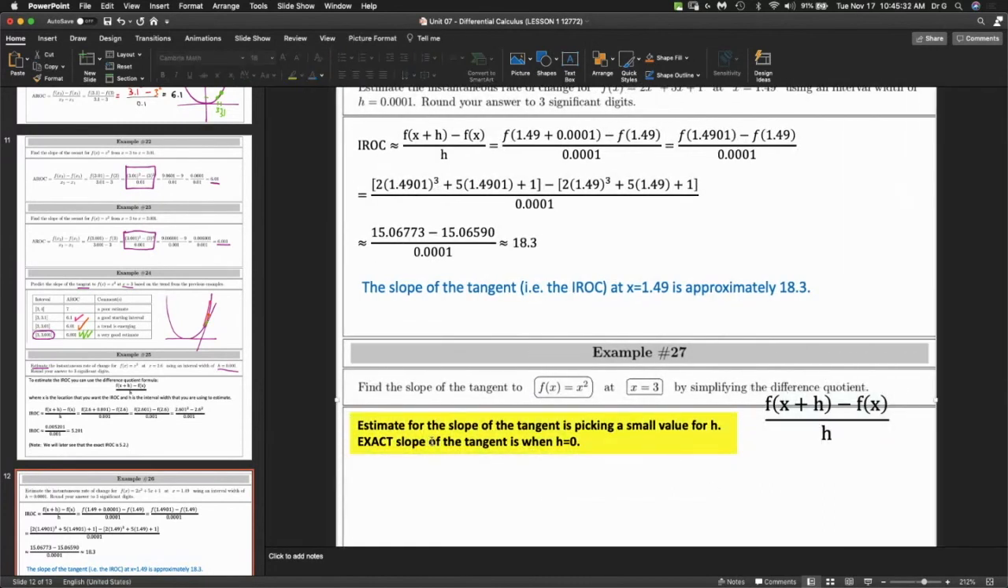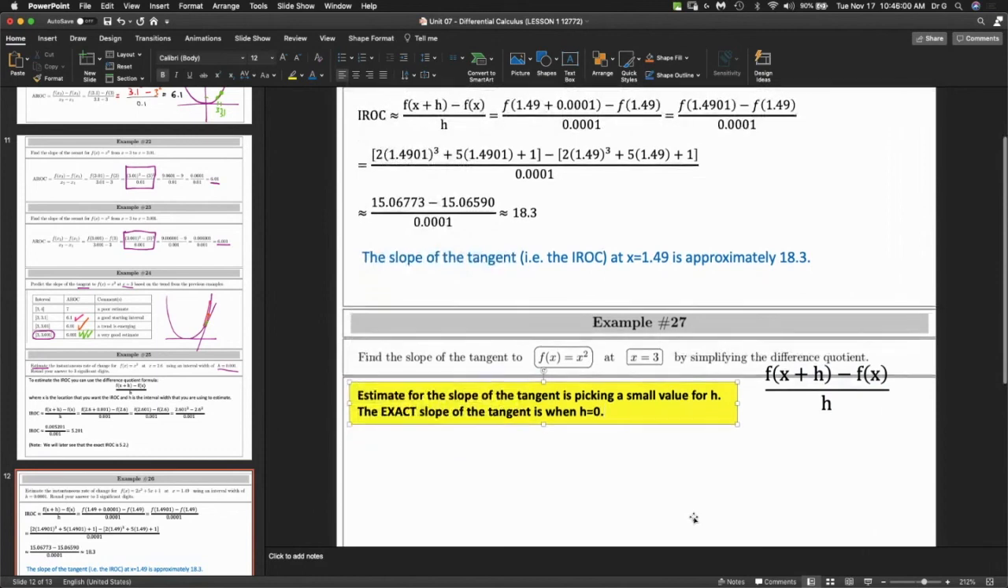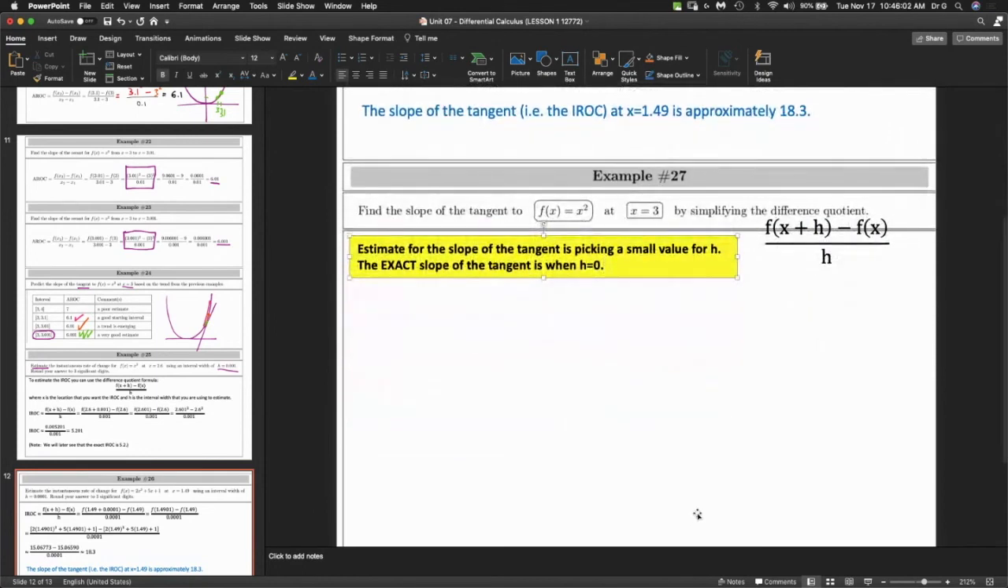If you want to find the exact slope of a tangent, then you need to set h equal to 0. But there is a problem with that. If you make h equals 0, you actually get 0 over 0. We're going to go through this example now and show how we can actually estimate, or sorry, we can find the slope of the tangent.